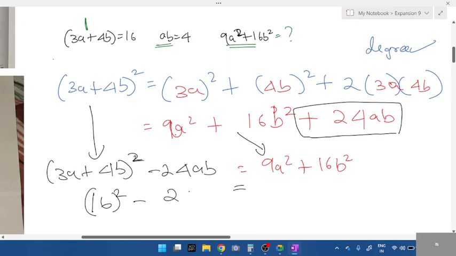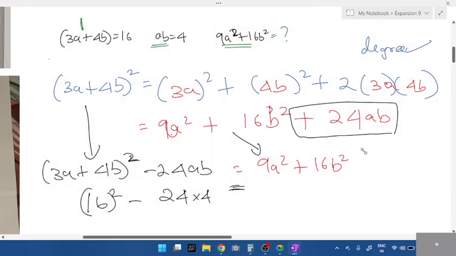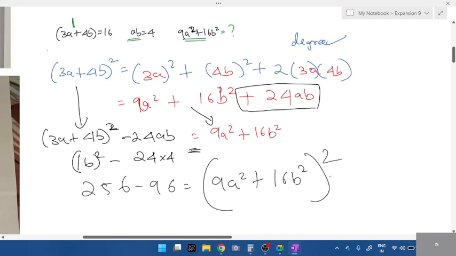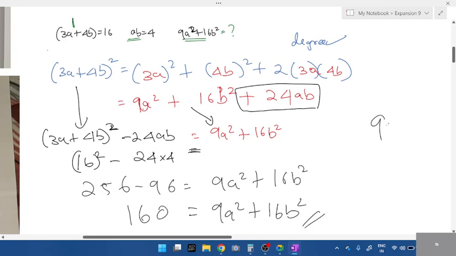24 into 4, not 4 into 20. Okay, 24 into 4. What's the answer? 96. 256 minus 96 is equal to 9a square. Is there any whole square here, to the power of whole? No, nothing like that, right? We don't have to do anything like that because there's no whole power. This is the final answer. What's the final answer? 160. And you can rewrite like this: 9a square plus 16b square is equal to 160.